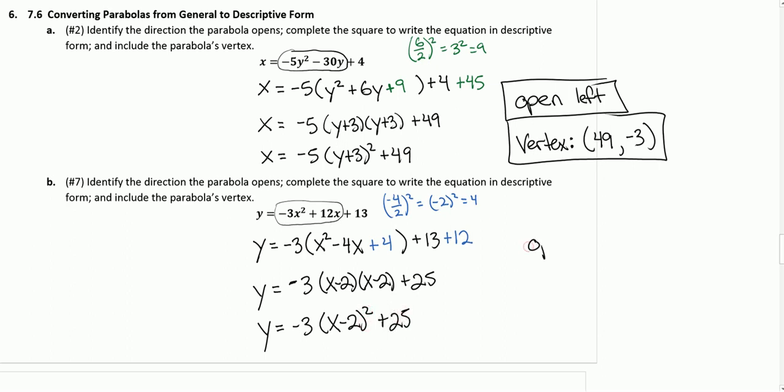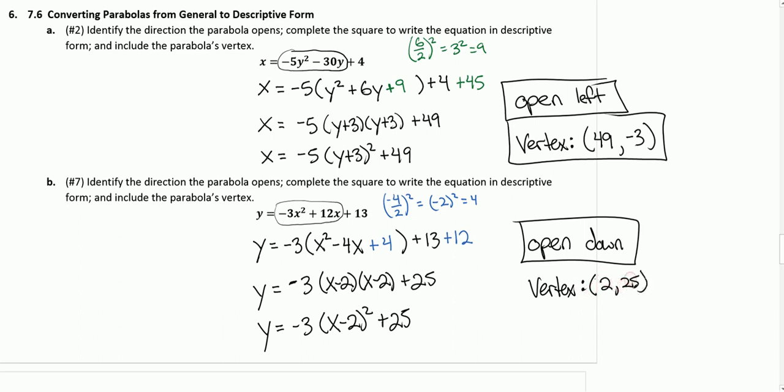This parabola is going to open down, because it's a y equals parabola, opens along the y-axis, and a negative 3 opens down in the negative direction. Our vertex is going to be 2, 25. The 2 is with the x value, x minus 2, and so we know the 2 contributes to our x value in the vertex. It's always the opposite, and then that 25 contributes to the other one, in this case the y variable.